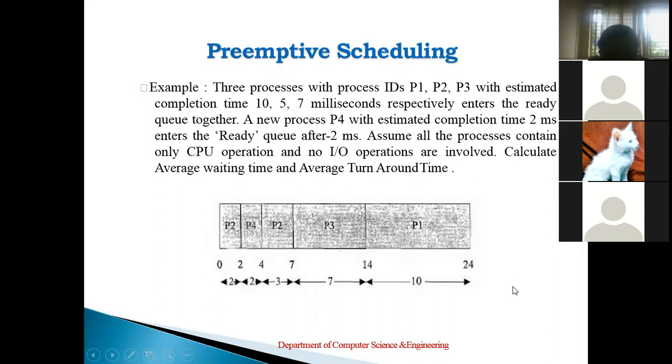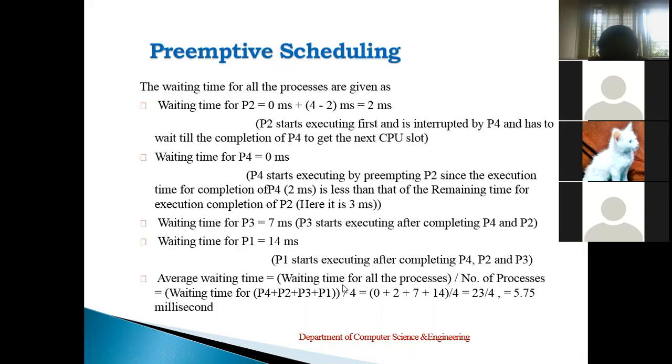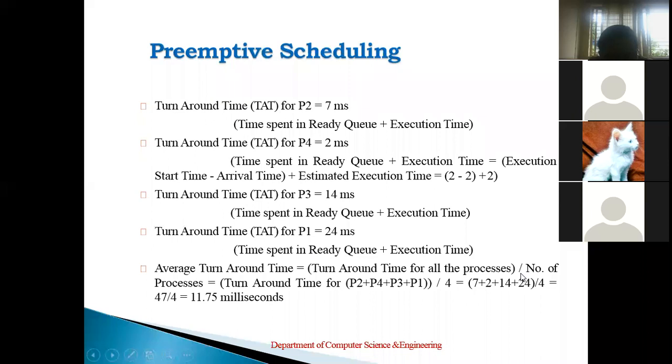On average, how much time is each process waiting in the ready queue plus its execution time? How will you calculate it? Just take the turnaround time for all the processes divided by the number of processes. Understood? You got this calculation? So how much does it come to? 11.75 milliseconds.